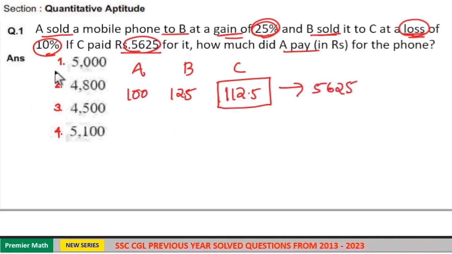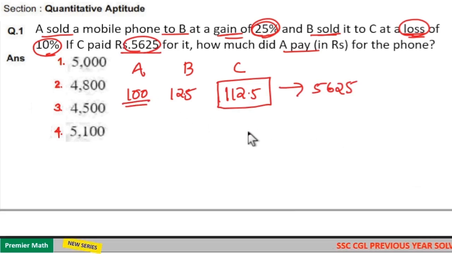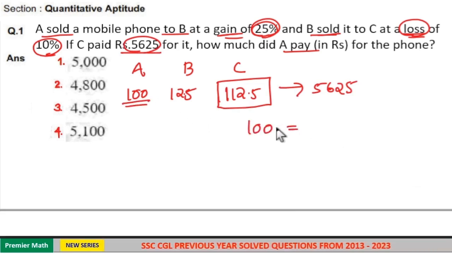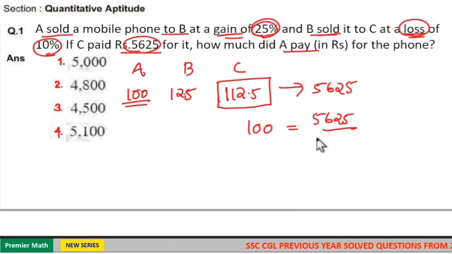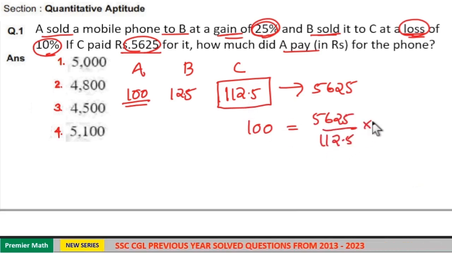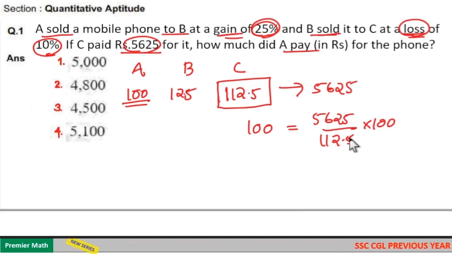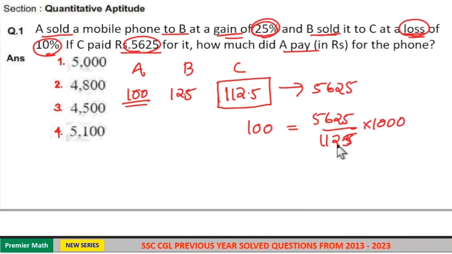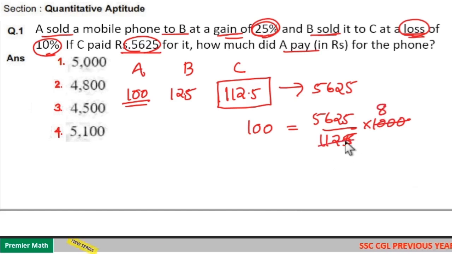which is given in the question as 5,625. Now we need to find out what is 100 rupees. So here 100 rupees is equal to 5,625 divided by 112.5 into 100. Now to remove this point, I will multiply by 10. Now 250 goes 4 times in 1000, so 125 goes 8 times in 1000. Here 125 goes 9 times in 1125.